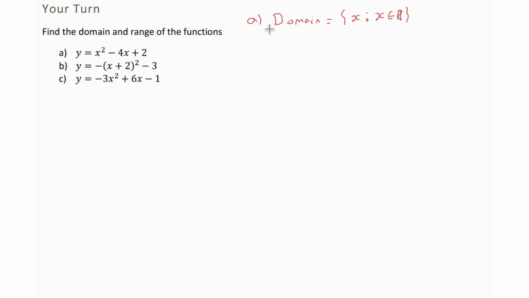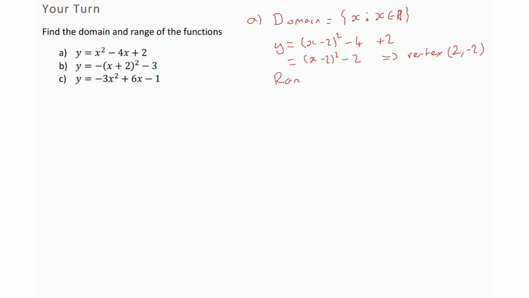Now for this one, I'm going to complete the square. So I'm going to write it as x minus 2 all squared. I need to then take away minus 2 squared, which is 4. And then I've got to add the 2 on the end. So I've got x minus 2 squared minus 2, which means the vertex is at (2, -2).